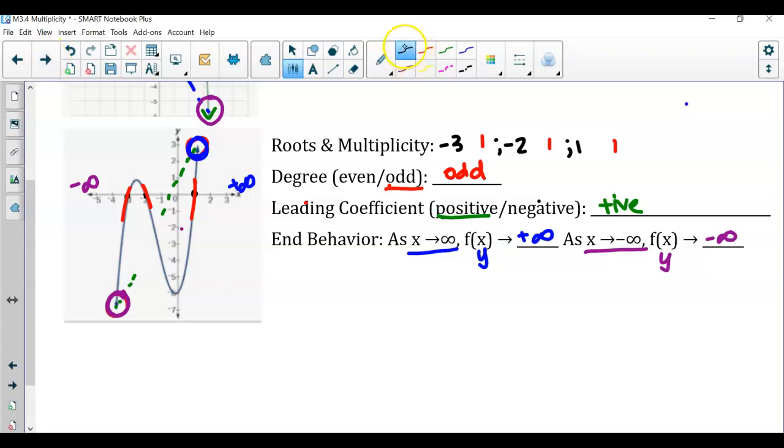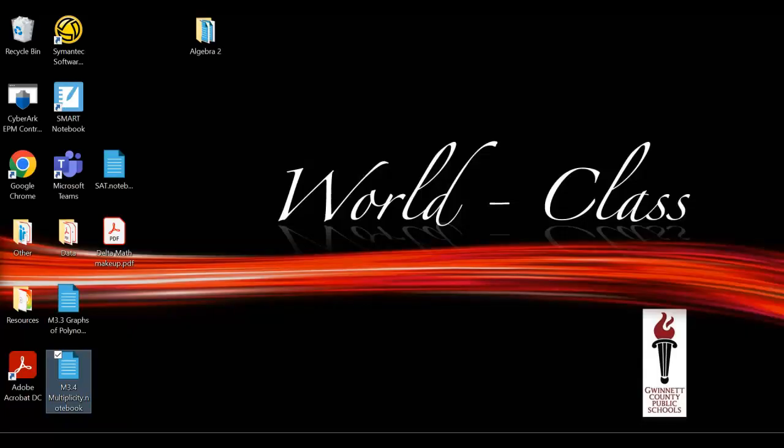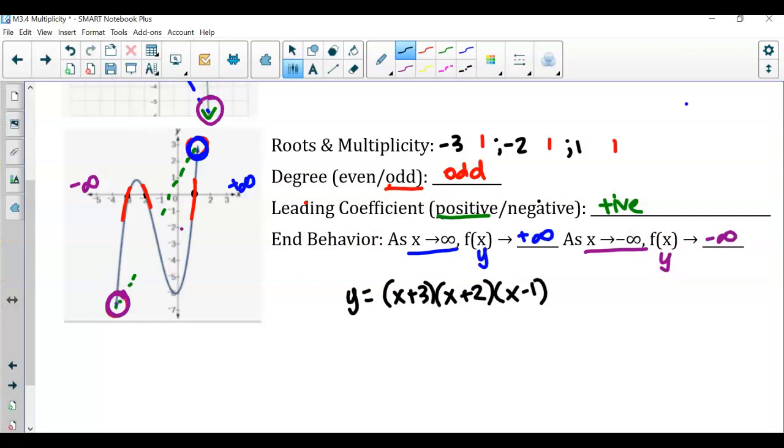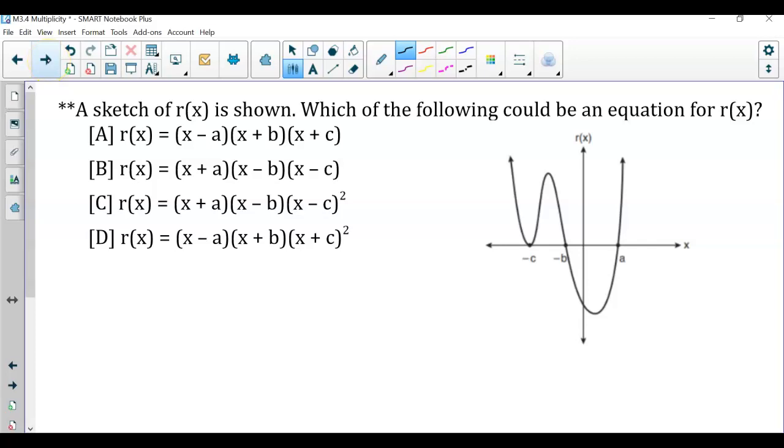So actually I realized too, this one, if you did the equation, y is equal to x plus 3 times x plus 2 times x minus 1, because they all had a multiplicity or exponent degree of 1. So this here is the extension. Now, instead of numbers, it's giving variables, but it's all the same. So let's see what you think here in terms of the equation and focusing on the multiplicity.